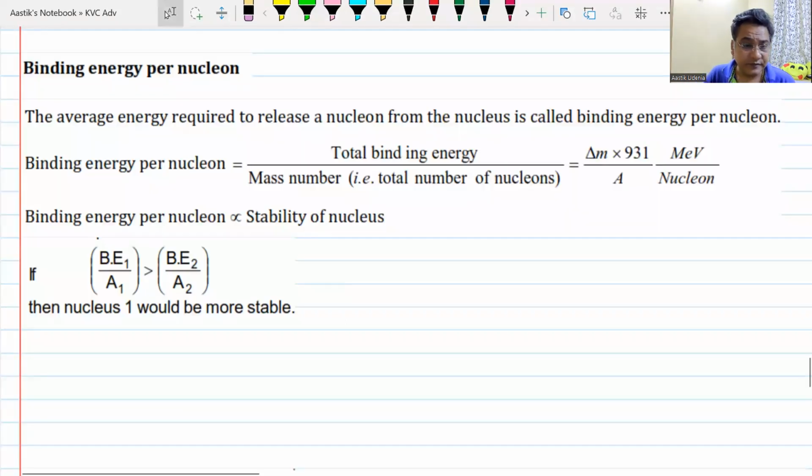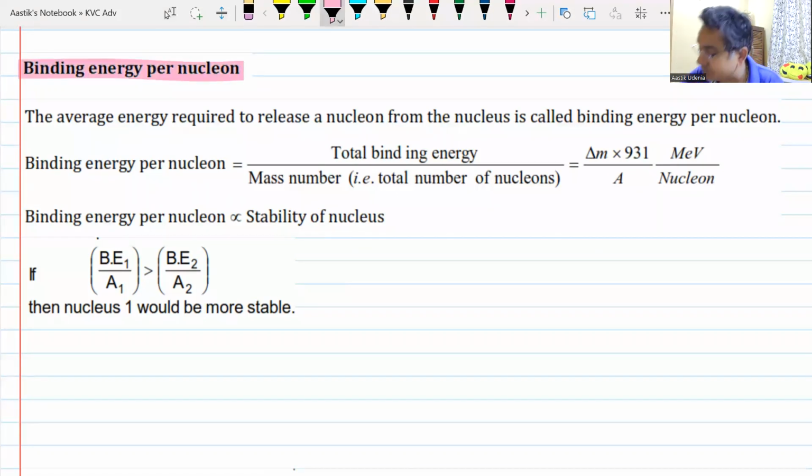Now, it may come to us that this binding energy is going to be a factor that determines how stable is the nucleus. That is not exactly correct. The factor that determines which nucleus is stable is given by binding energy per nucleon. Binding energy divided by the mass number is known as binding energy per nucleon, and this binding energy per nucleon tells us how stable is the nucleus.